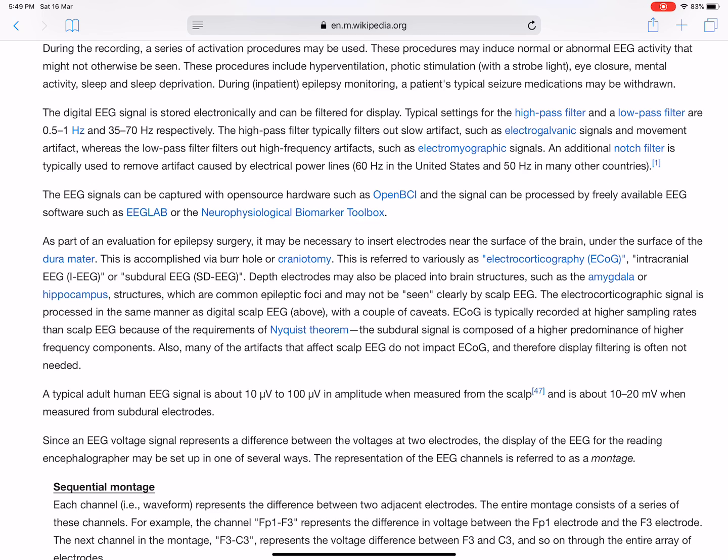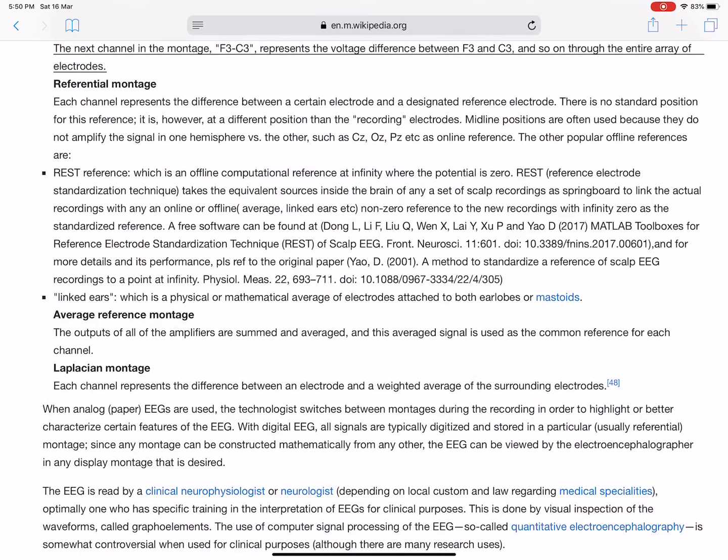Sequential montage. Each channel, i.e., waveform, represents the difference between two adjacent electrodes. The entire montage consists of a series of these channels. For example, the channel FP1-F3 represents the difference in voltage between the FP1 electrode and the F3 electrode. The next channel in the montage, F3-C3, represents the voltage difference between F3 and C3, and so on through the entire array of electrodes.